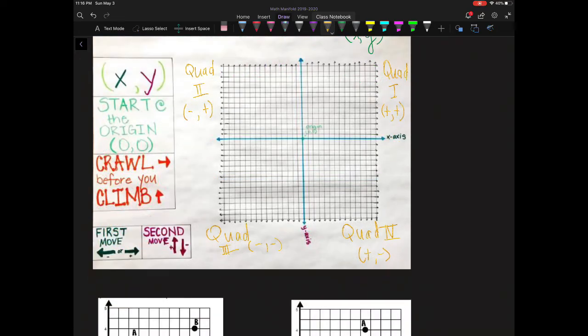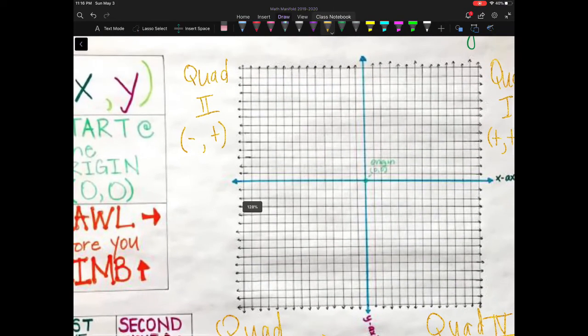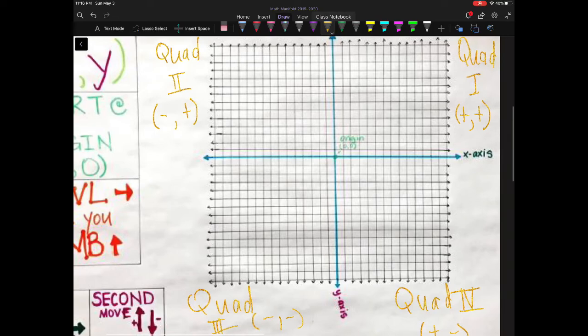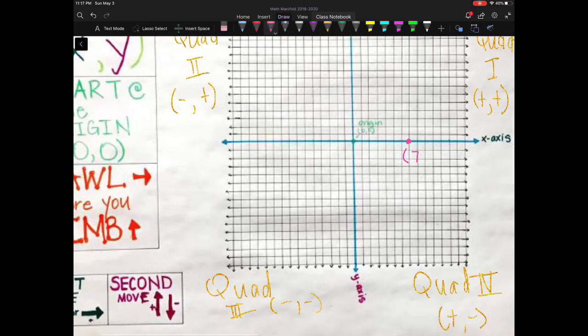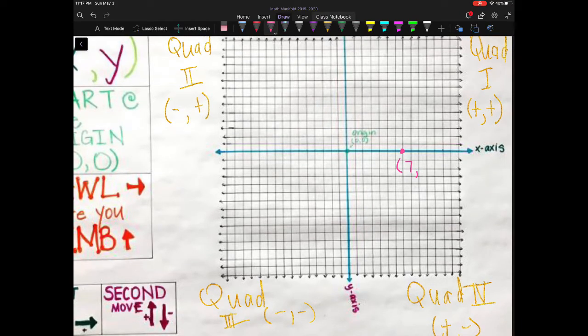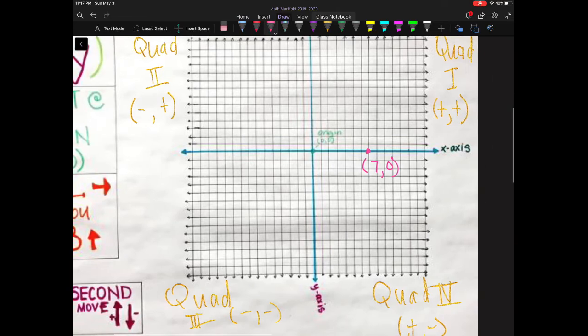Something that you want to always remember, besides starting at the origin, 0, 0, is that we are going to crawl before we climb. So first we either move to the left or the right, and then second we would move up or down. So let's say that we plot a point right here. I'm starting at 0, 0, and I'm going to move 1, 2, 3, 4, 5, 6, 7 spaces to the right. And so because we go to the right or left first, we have 7, but I never left my x-axis, which means my y would still be 0.